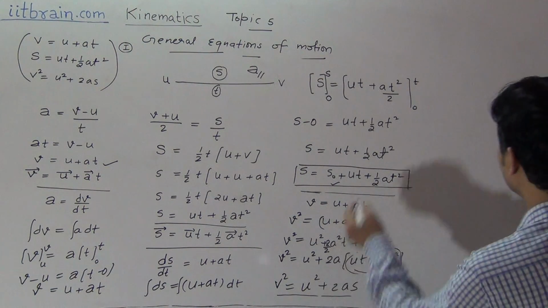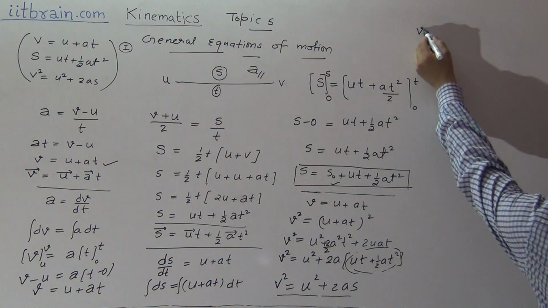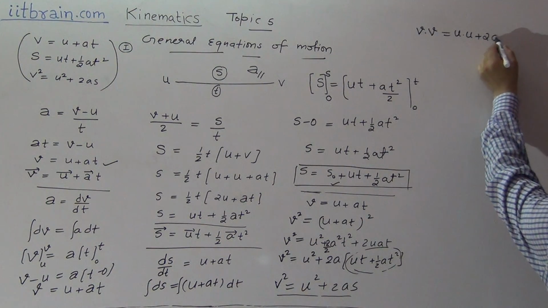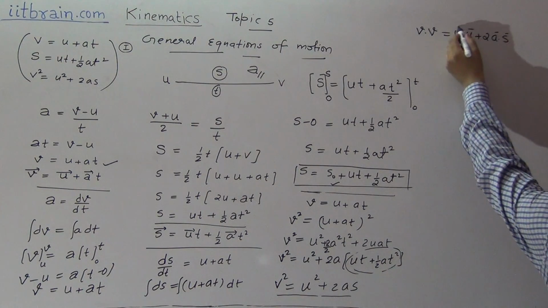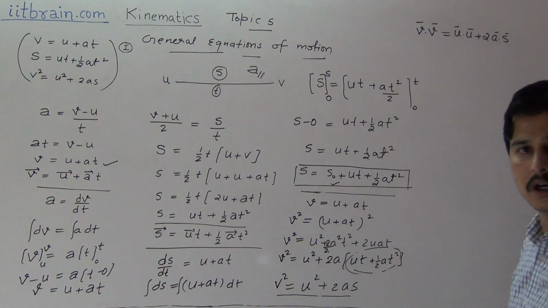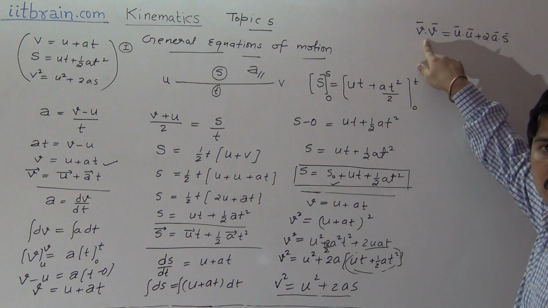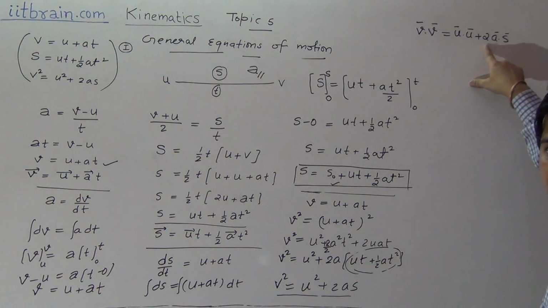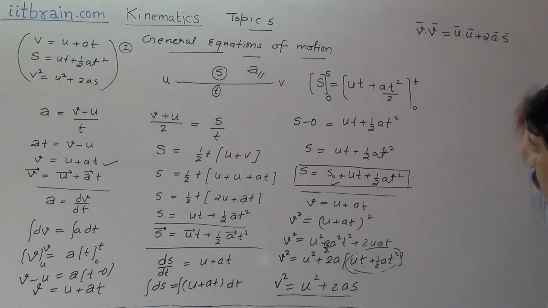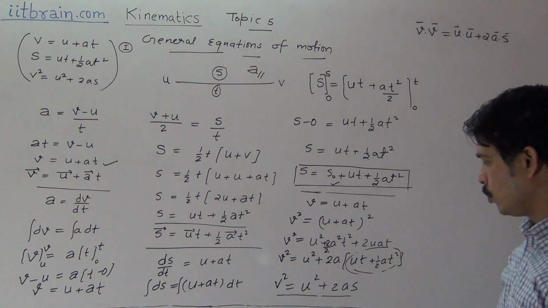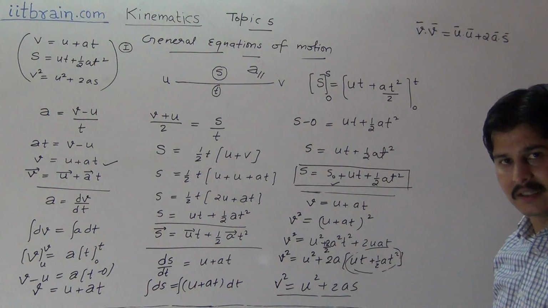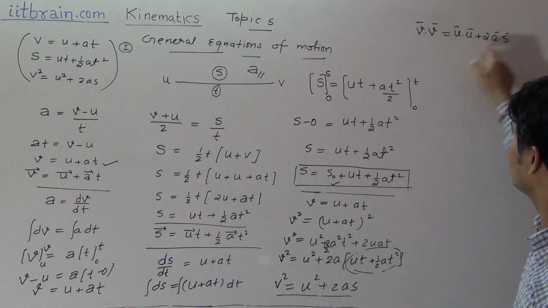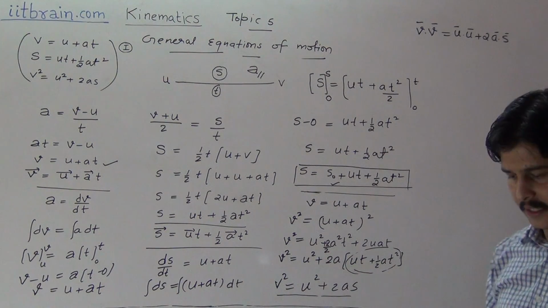Now you can write this in vectorial form as v dot v is u dot u plus 2 a dot s. This is the vector form of this equation. v dot v is u dot u plus 2 a dot s. So v square equal to u square plus 2as is the numerical way to write it, and v dot v is u dot u plus 2 a dot s is the vectorial method to write this equation.